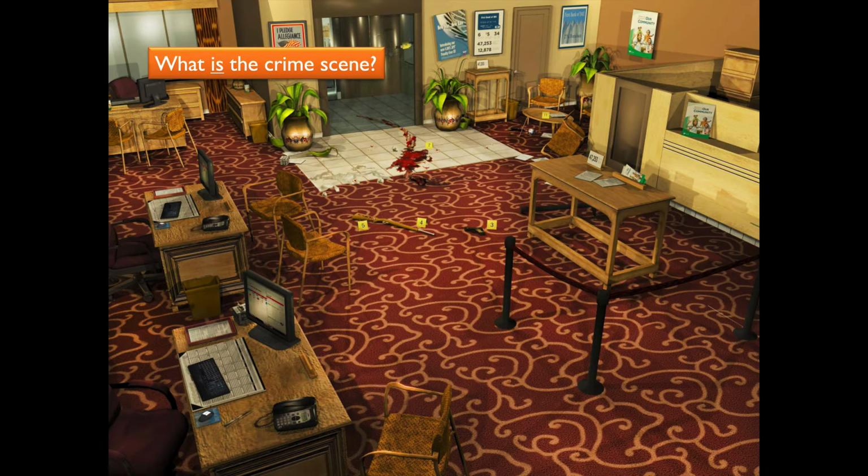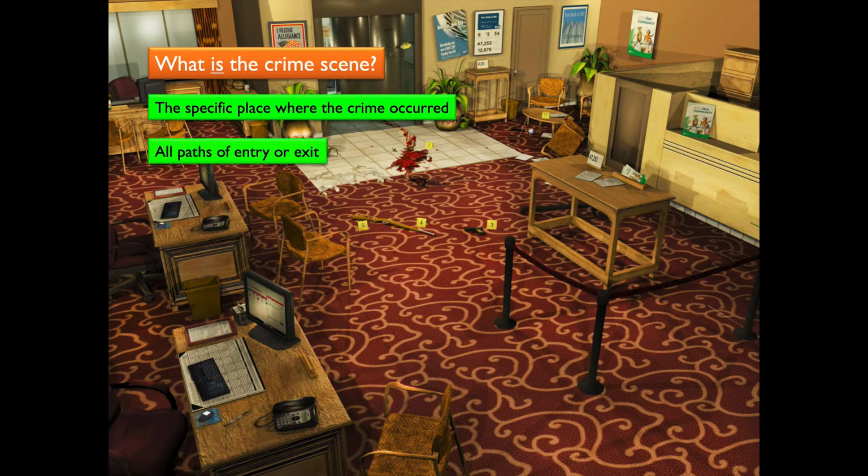Some important questions that need to be answered, of course, for our purposes, is what actually is the crime scene itself? Is it just this room or is it more? Well, we can break this down into a little bit more detail. For example, straightforwardly, the specific place where the crime occurred, and it appears that it has happened in this room, but it's not guaranteed because we see the blood trailing out the door. So the crime scene clearly at some point has moved from the inside to the outside.